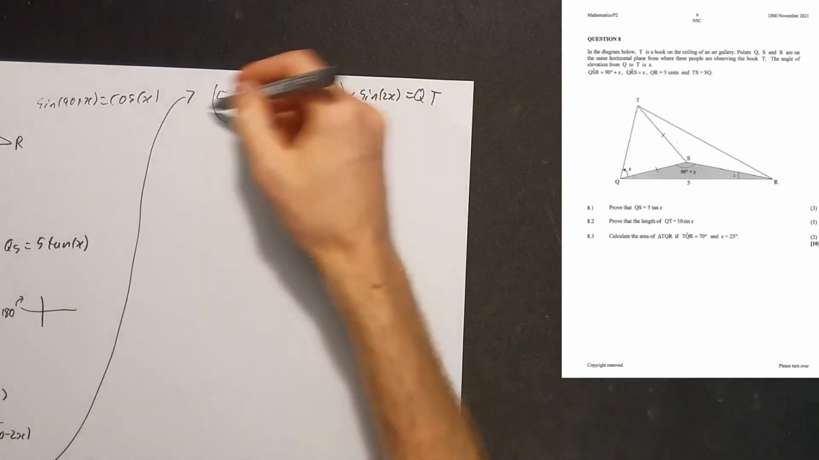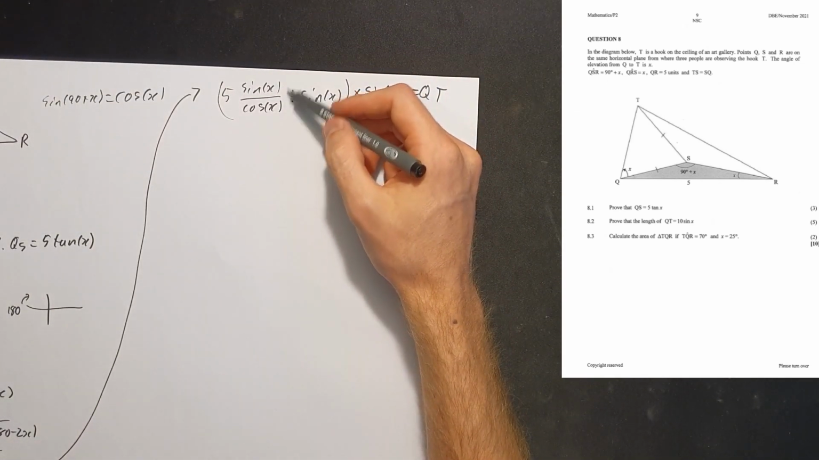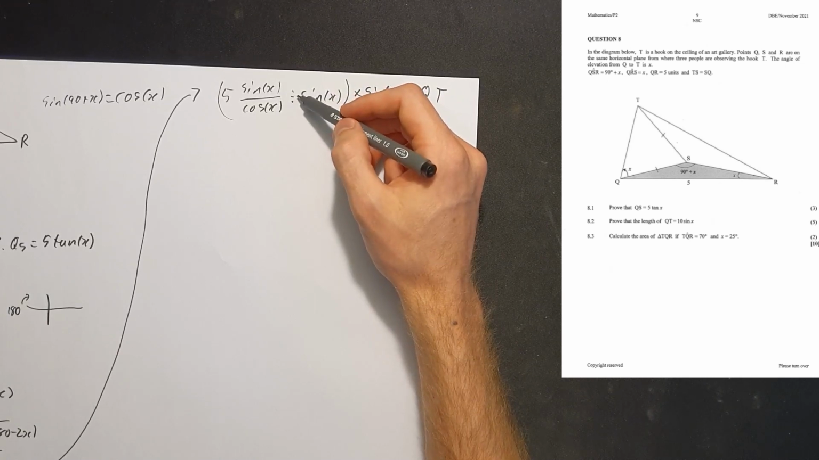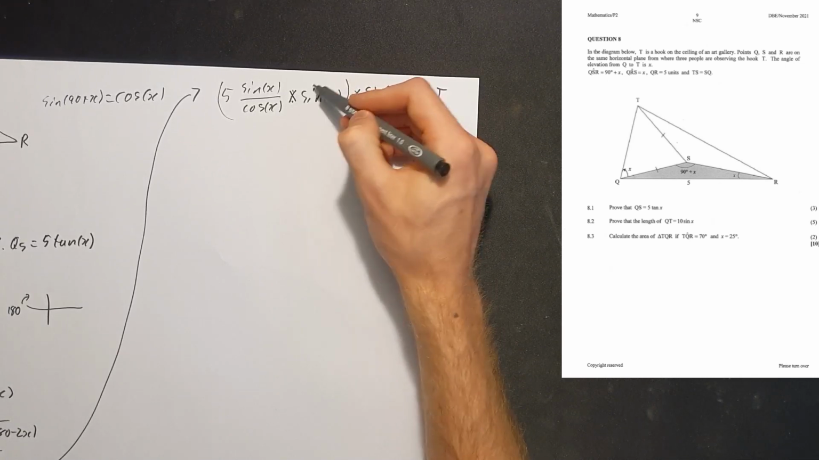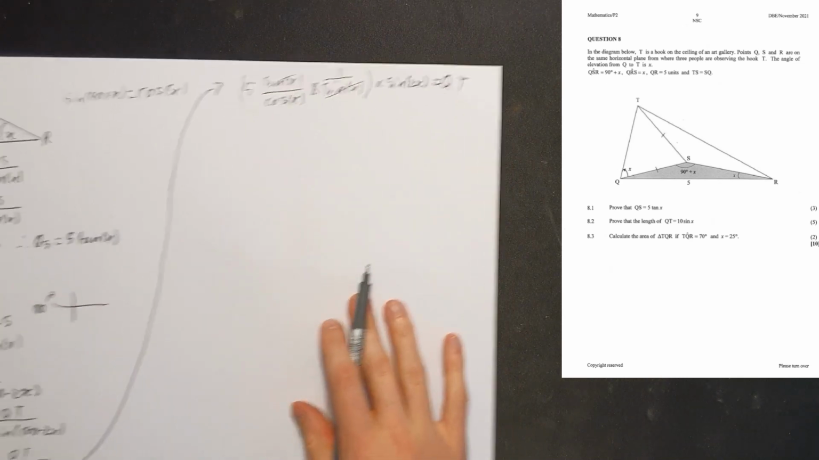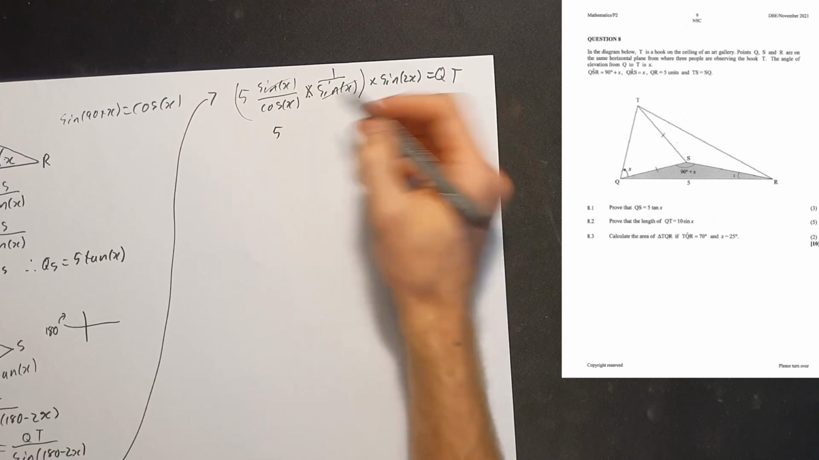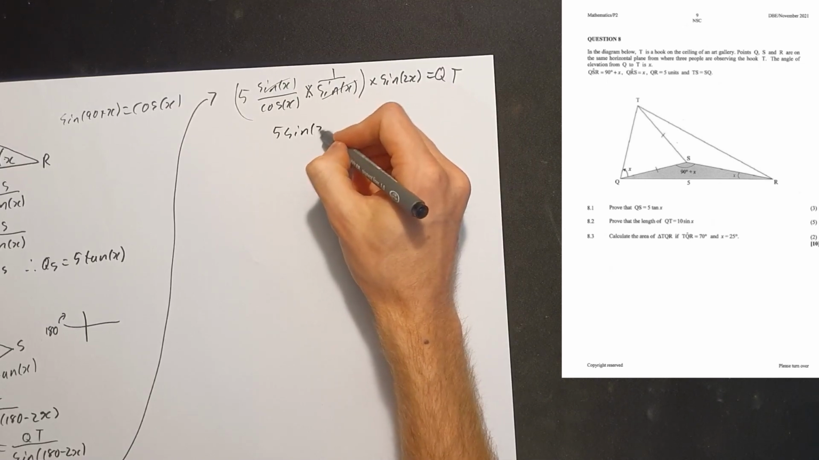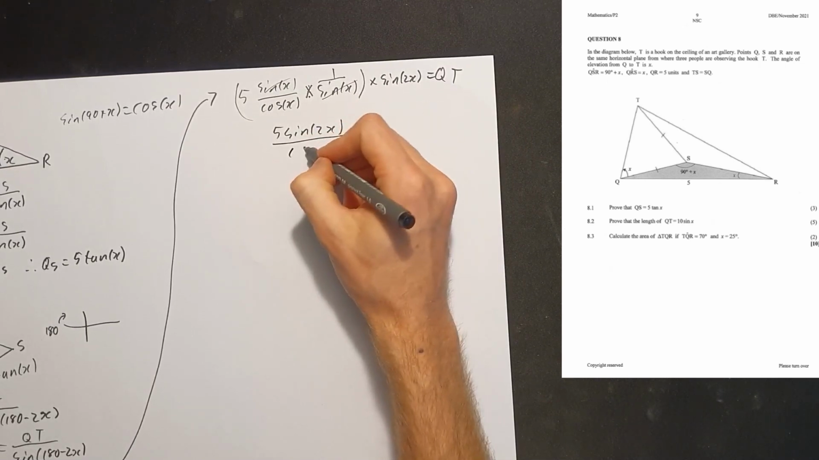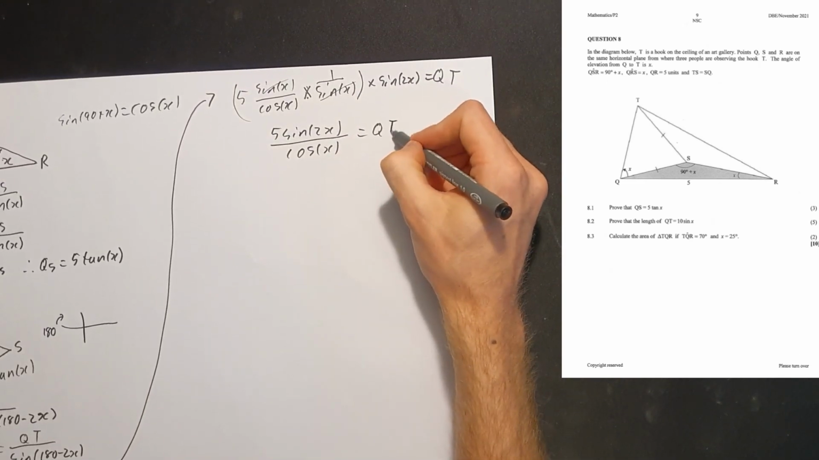Okay, so just writing it all out here, we know that if we divide, we can change this to a multiplication sign, and then this becomes 1 over sine of x. Therefore sine of x and sine of x are going to cancel out, so we're then going to be left with 5 sine 2x all over cos of x equals QT.